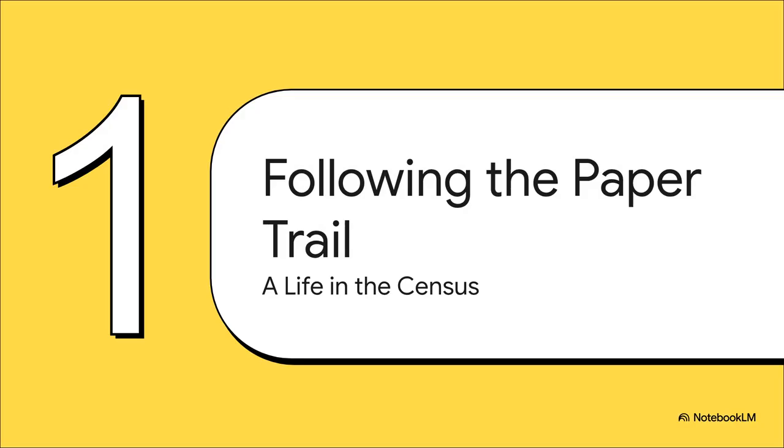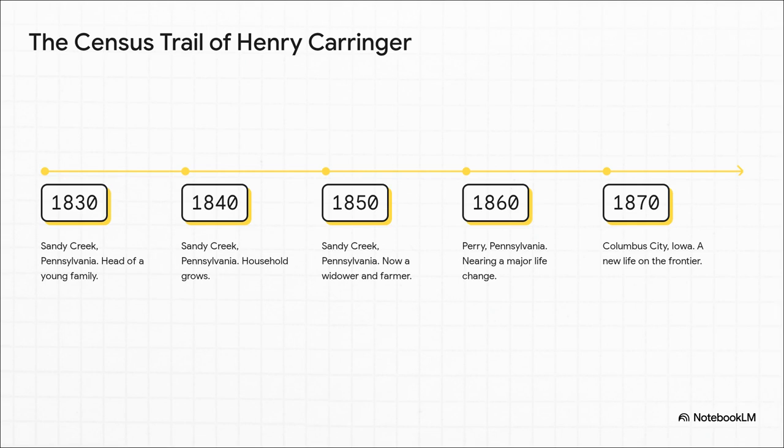Okay, so our first stop on this journey has to be the U.S. Census. These records, which were taken every 10 years, are basically like historical snapshots. They let us track a person's life, see who was in their family, and even follow their movements across the country. And right away, the census data reveals this incredible timeline of Henry's life.